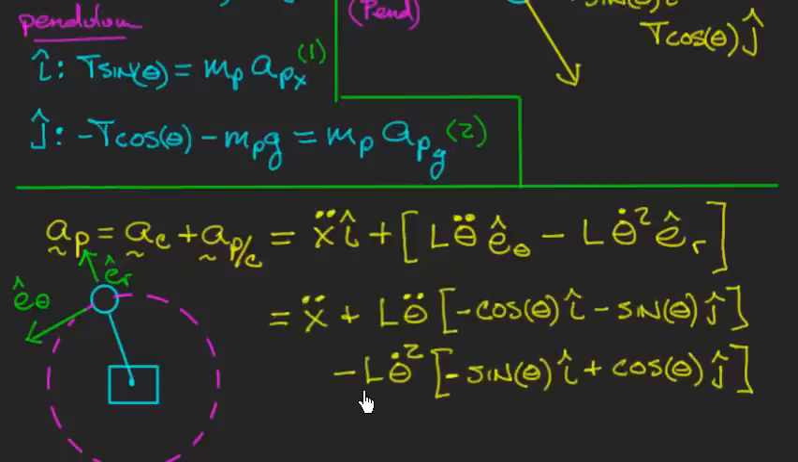So when I write things in terms of i and j, this is what I get. So I get the x double dot. This is still in the i hat direction. Forgot that i. And then we have L theta double dot. That's in the e hat theta direction. But e hat theta direction, I can write that in terms of i and j. Right? So that'd be a minus cosine theta in the i, minus a sine theta in the j.